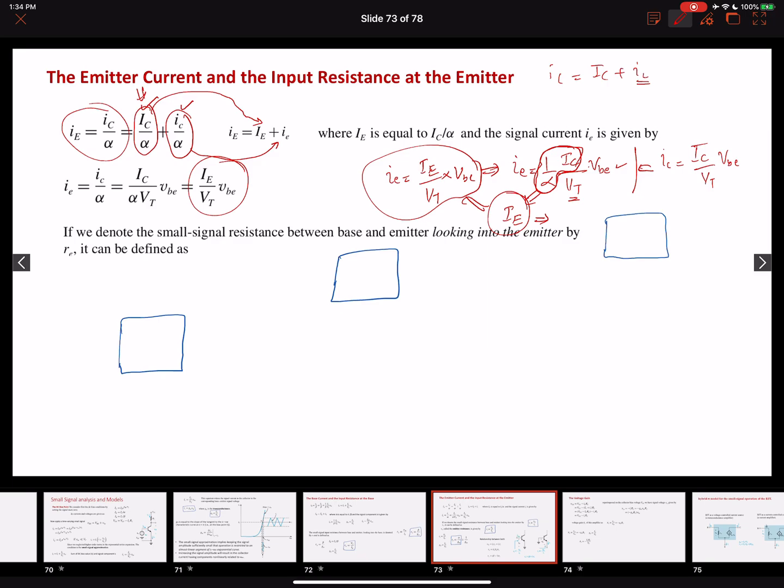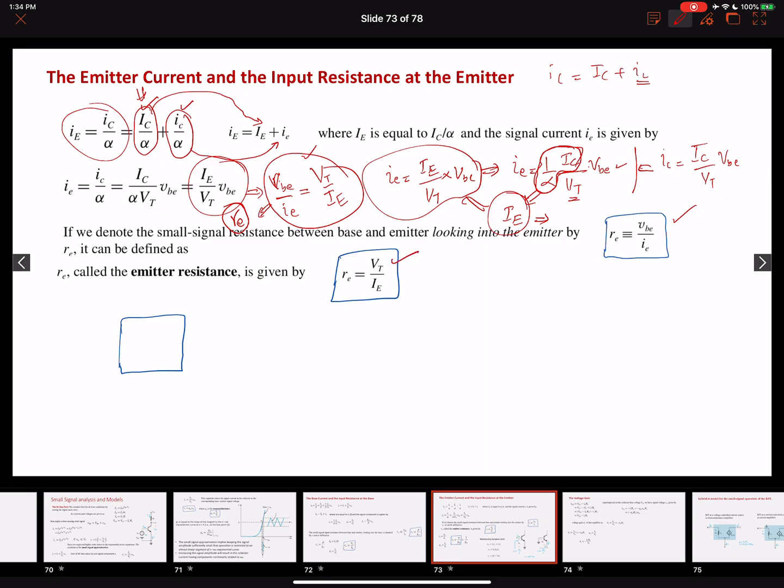Now, if I look at this equation again, I can rewrite it as VBE over IE equals VT over IE. Now this VBE over IE value represents again a resistance value. This resistance is for a common base model while looking into the emitter terminal, so this is denoted by RE. So our RE equals VBE over IE. It also equals VT over IE. And the emitter resistance can also be represented by thermal voltage divided by the bias value of the emitter current.